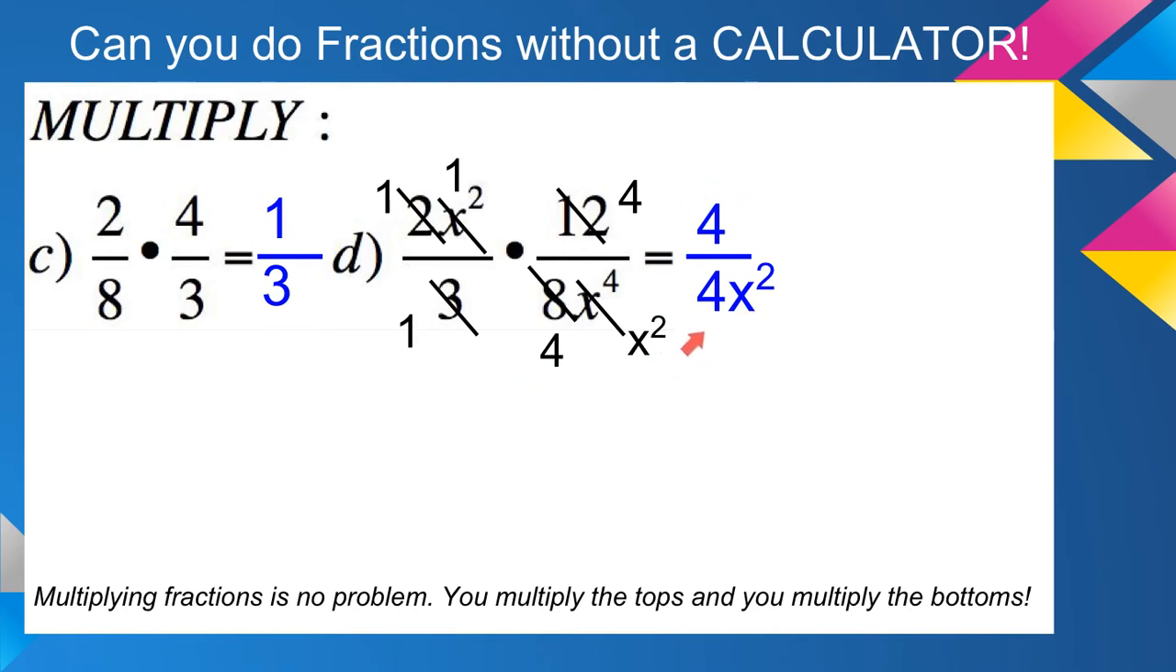This looks like a good answer, but you better notice that those are both even. They're actually both the same number, so then those reduce to make a 1. 4/4 is 1 whole, and you end up with 1 over x squared.